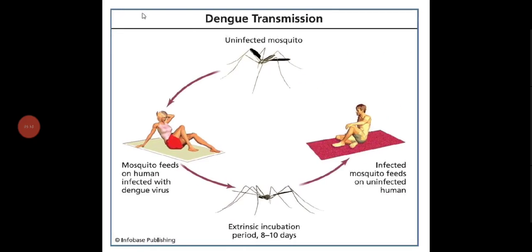So how does dengue transmit? An uninfected mosquito will bite the infected person who has dengue. Then it will remain in the incubation period for 8 to 10 days, and when it bites a healthy person, he will get infected.